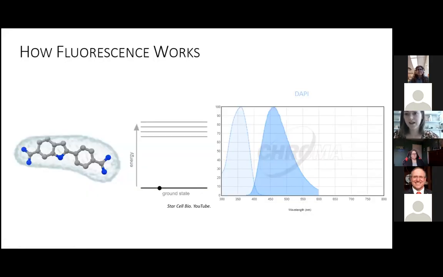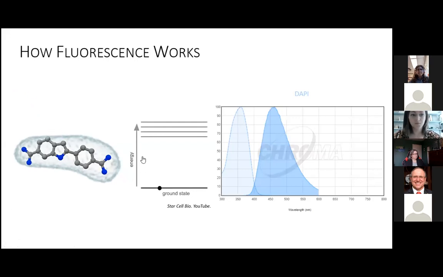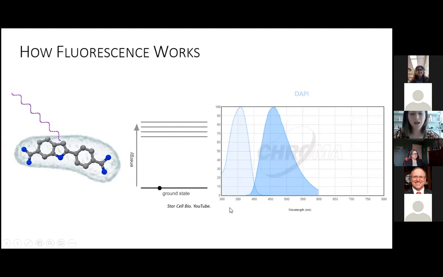But before we get into that, just in case, I want to make sure that everyone's on the same playing field, and I just give a general overview of how fluorescence works. So on the left here, we have a fluorescent molecule. In this case, it's DAPI. It's a DNA binding molecule, and can be excited by the absorption of light. Sorry, I don't know why that was there. It's embarrassing. So you have a particular wavelength come in and excite that fluorescent molecule.